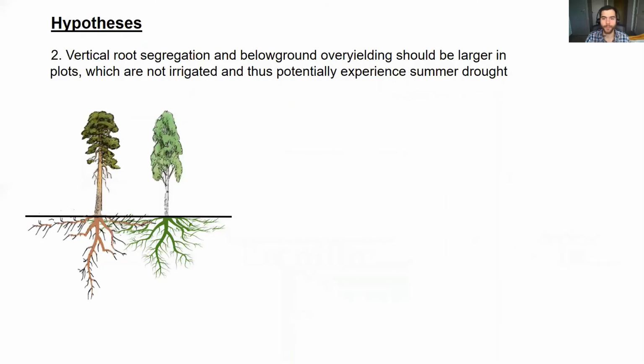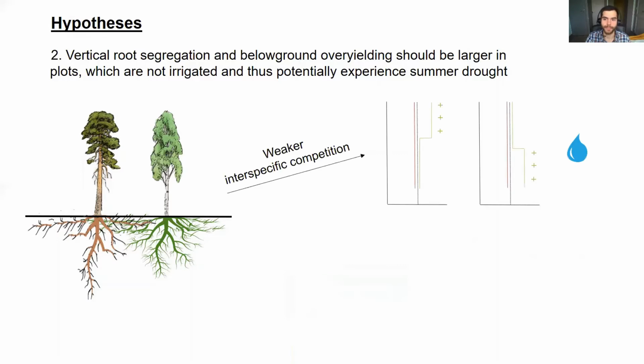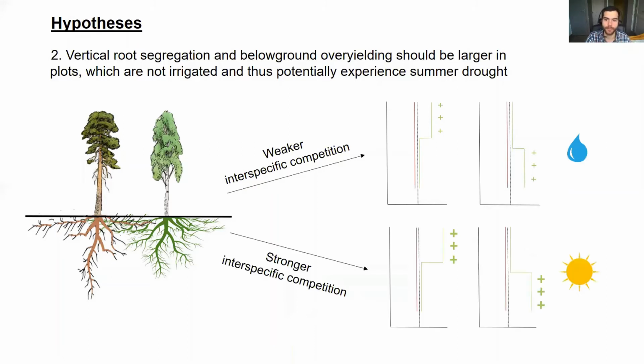Secondly, we tested the hypothesis that vertical root segregation and below-ground overyielding should be larger in plots which are not irrigated and thus potentially experience summer droughts. This is because when tree species grow in mixed stands and under favorable growth conditions, for example with increased water availability, interspecific competition should likely be weaker, while under harsher conditions, for example under decreased water availability, interspecific competition would be stronger.